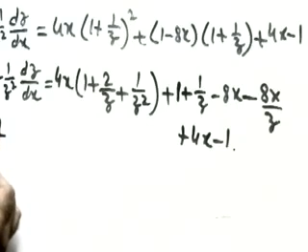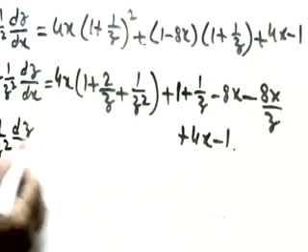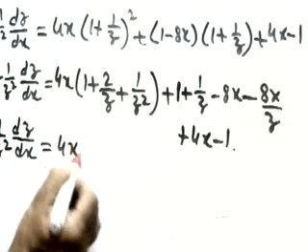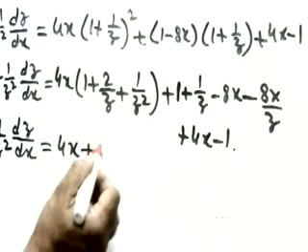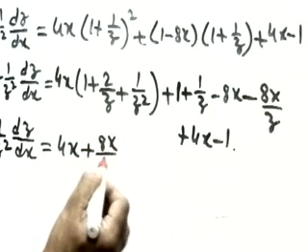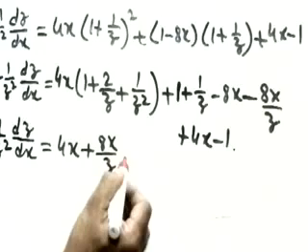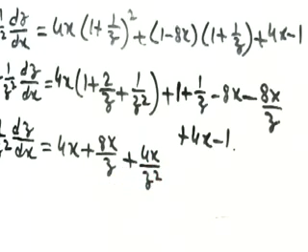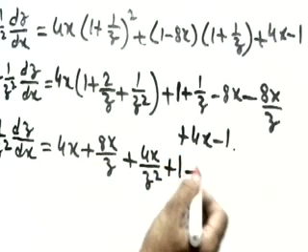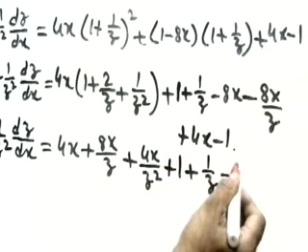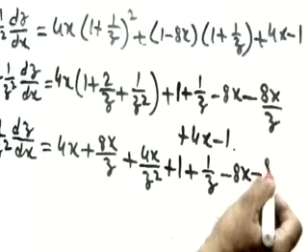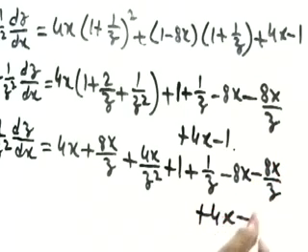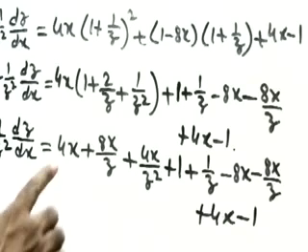So let me continue, writing this as it is. Minus 1 by z square dz by dx equals 4x into 1 will be 4x, plus 4 twos are 8x by z, plus 4x into 1 by z square will be 4x by z square, plus what is left here, 1 plus 1 by z, minus 8x minus 8x by z, plus 4x minus 1.